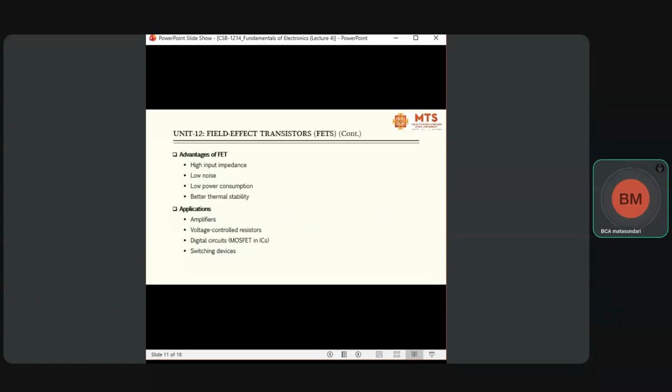Next, advantages of FET. What are the advantages of FET? High input impedance, low noise, low power consumption, and better thermal stability. And applications: amplifier, voltage control resistors, digital circuits like MOSFET in ICs, and switching device.